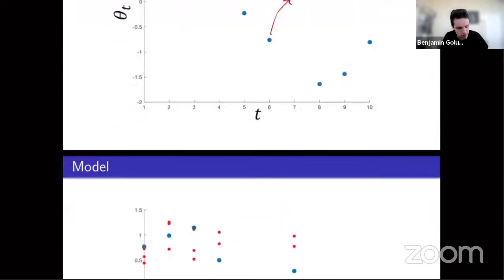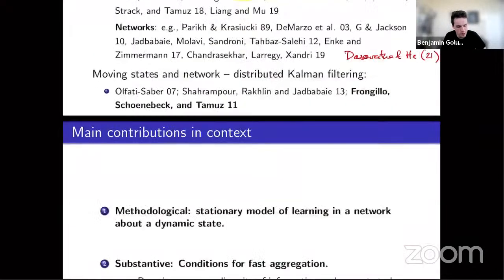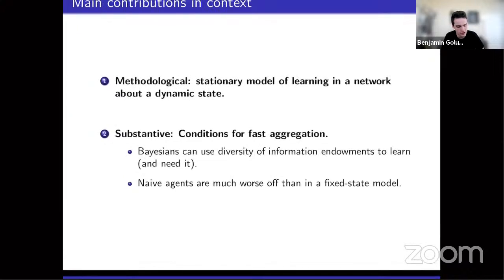But the broad substance, this is a paper about learning, and the substantive punchlines are that fast aggregation can happen if you have diversity of information and the sophistication to use it. Naive agents are going to be badly off.